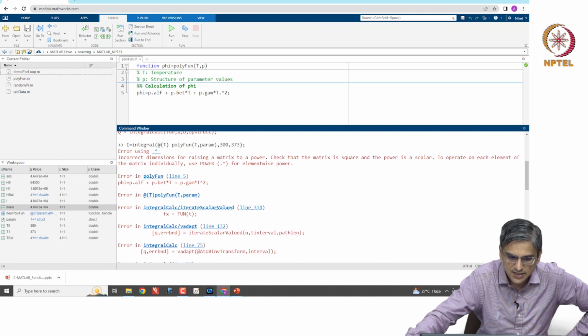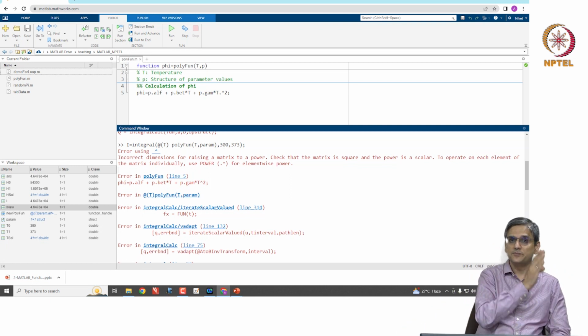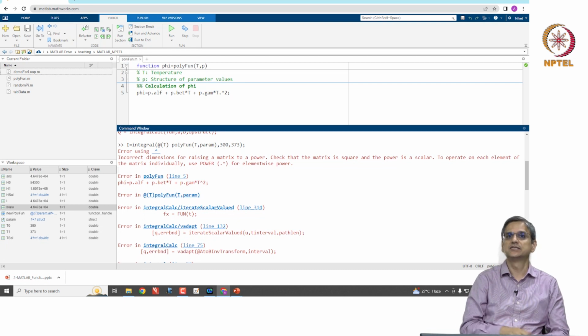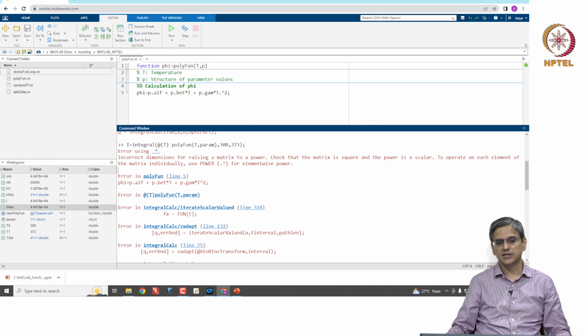What was the error? Incorrect dimension for raising power. Check if the matrix is square and power is scalar. To operate on each element of the matrix individually, use element by element operation. You remember we went over this in the previous week. Caret is a matrix operation, but because temperature is a temperature vector that our MATLAB solver integral generates, it is not able to compute that power. So, I wanted to do an element by element powering and therefore, I converted it into dot caret. Okay. So, this is the way we can do the debugging.